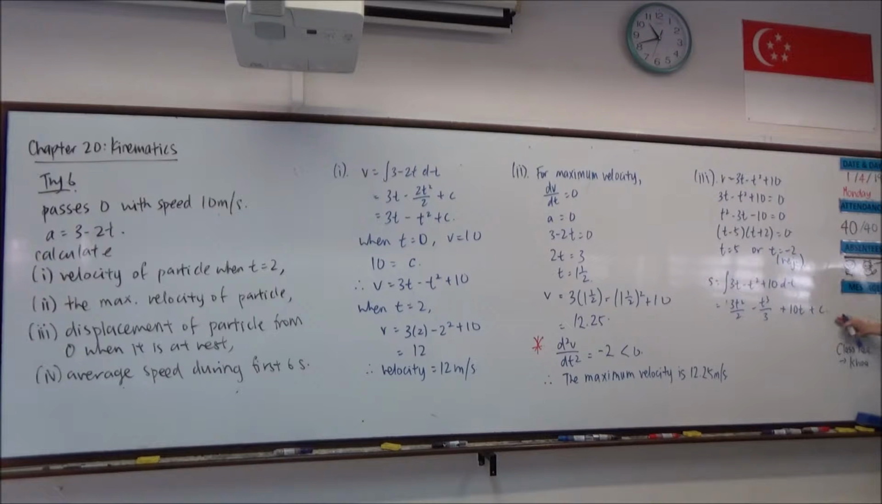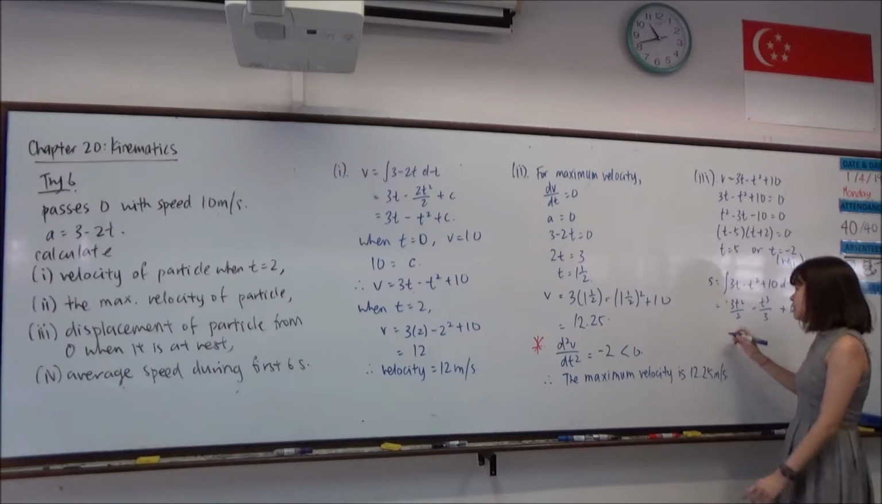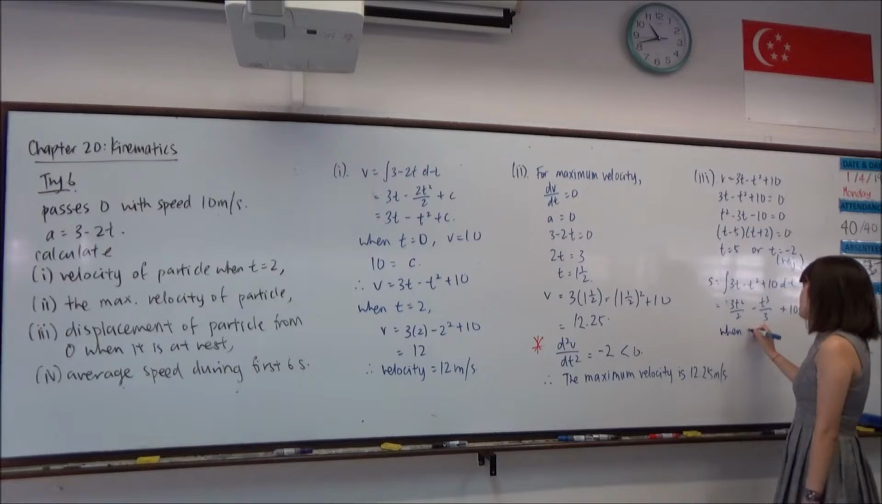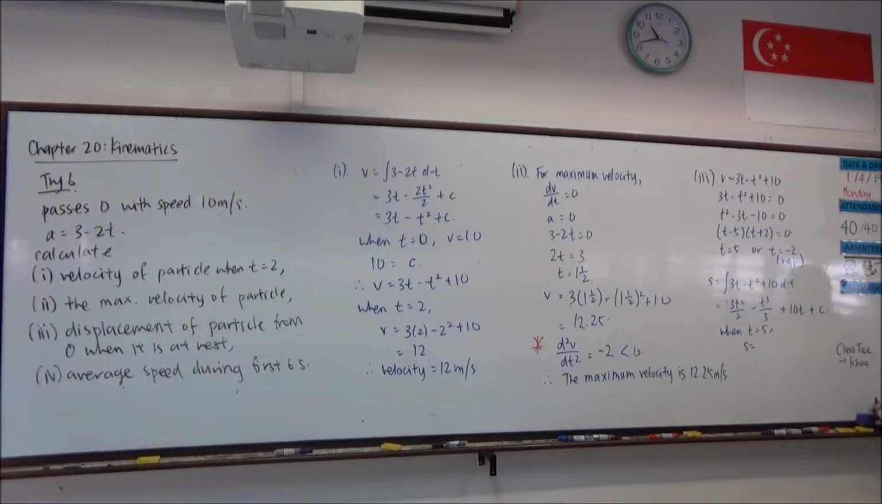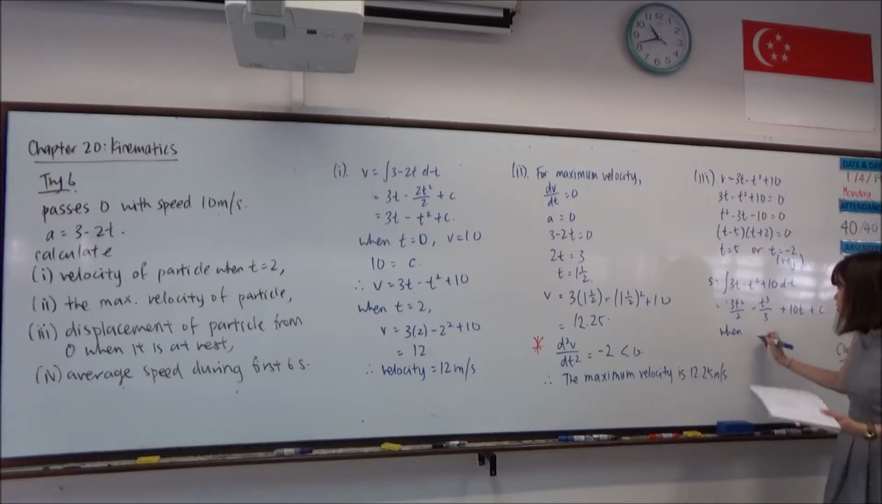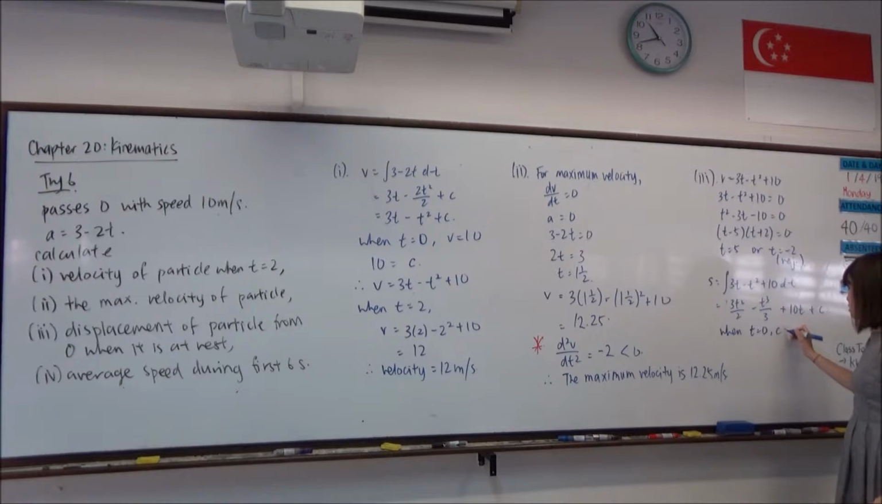So you can find the equation for the displacement, or you can do the definite integral from 0 to 5, since you already know the time. So when t is equal to 5, wait, sorry, you need to find c first. When t equals 0, displacement is actually equal to 0, so therefore c will actually be 0 as well.